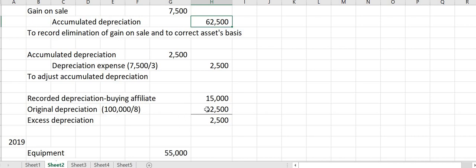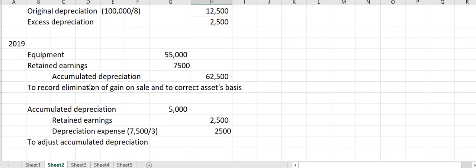Which is actually 12.5. It's actually 100,000, the original cost of the property, divided by 8, its remaining useful life. So the depreciation we recorded is actually overstated, right? Therefore, we are to decrease the depreciation. That's why we debited accumulated depreciation and credited depreciation expense for 2.5. Okay? That's it. So for 2019, we have actually the same entry as for 2018.